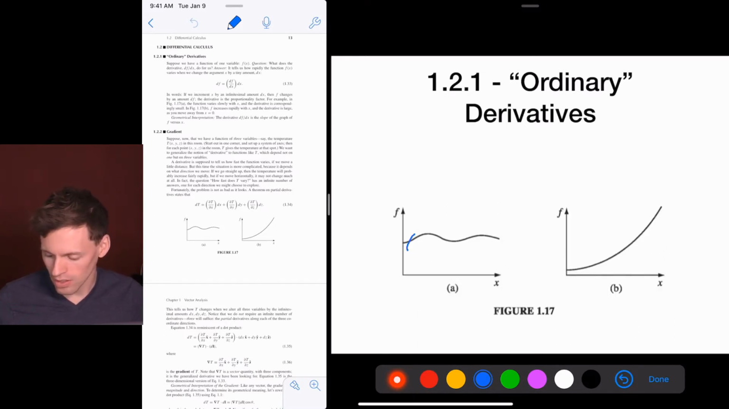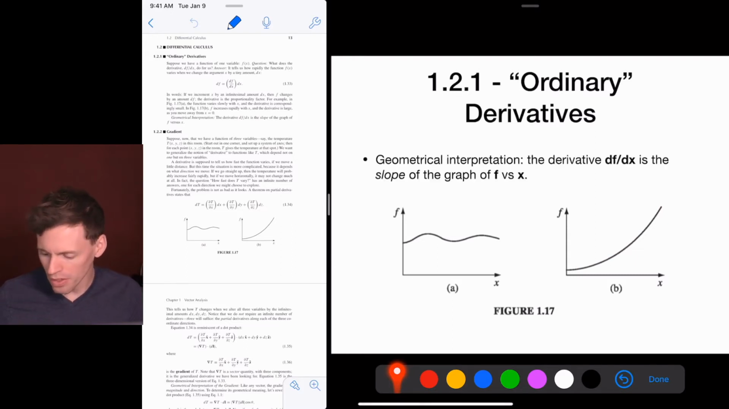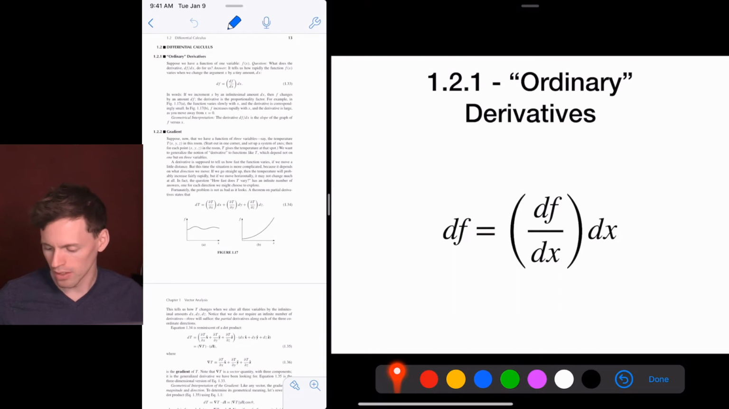So in this case, you've got a function that's not changing much, so its derivative will be small. This function is changing quite a bit, so its derivative will be large. The derivative df dx is the slope of the graph at the point where you plot f versus x. If I take the derivative of the function at that point, it'll tell me the rate of change, or the slope of it.